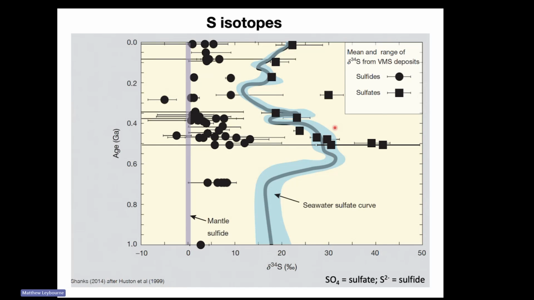So the dots and the squares represent sulfate and sulfide from ore deposits. And so we can see that the sulfate values tend to follow seawater with some anomalies, which has to do with fractionation. And the sulfide tends to be much lighter. And that lighter is because in most ore deposits, we're mixing between seawater sulfate and mantle sulfide. And so if we reduce seawater sulfate, we get much lighter values.